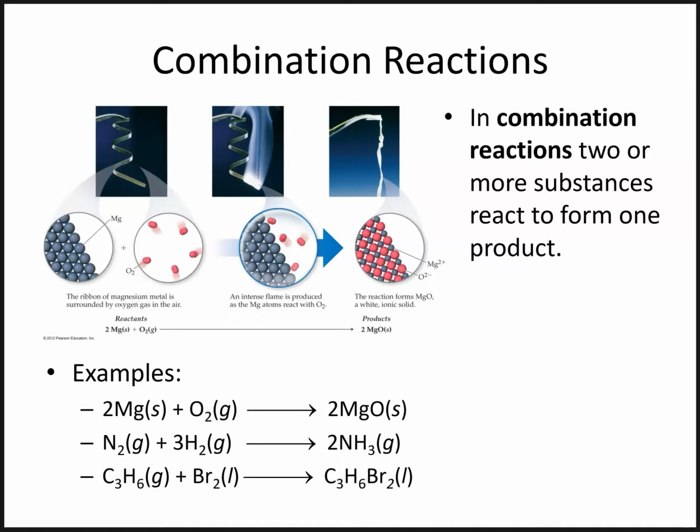So combination reactions, there's only one product, but the coefficient in front of it can be any number. It'll always be an integer number, it'll always be positive, but you will always have one type of molecule when you're done with a combination reaction.